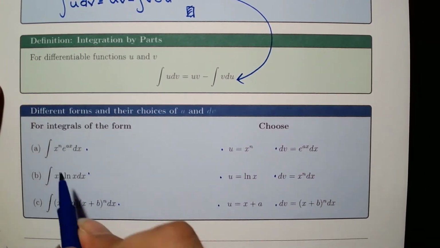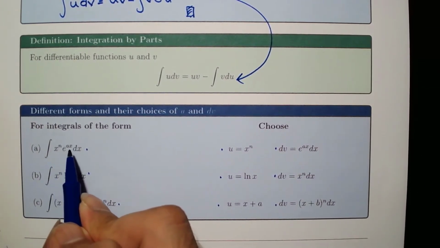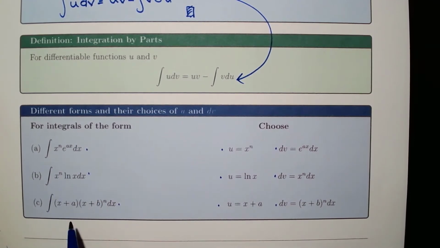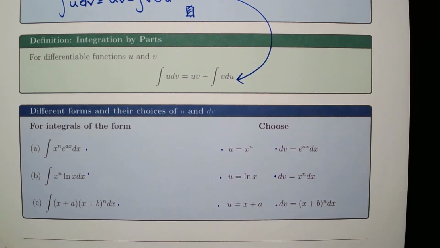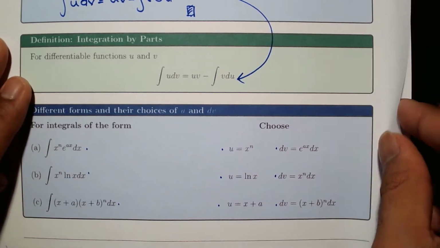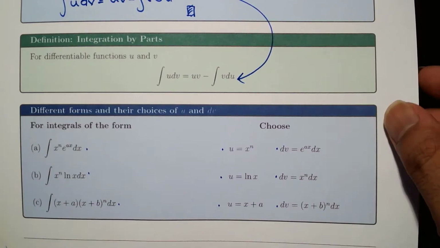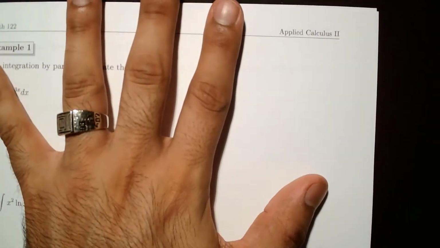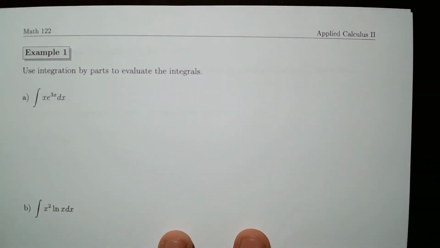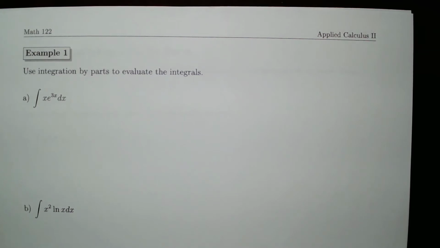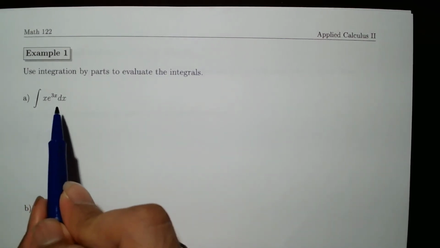So we have x to the n e to the a x, x to the n ln x, x plus a times x plus b to the n power. As you can tell, we have the product of functions in the integrand, so we are going to use integration by parts. Okay, let's move on to the next page. So let's use integration by parts to evaluate these integrals.